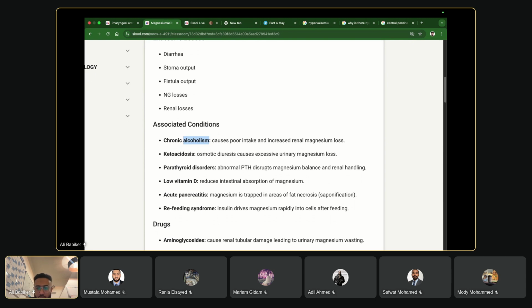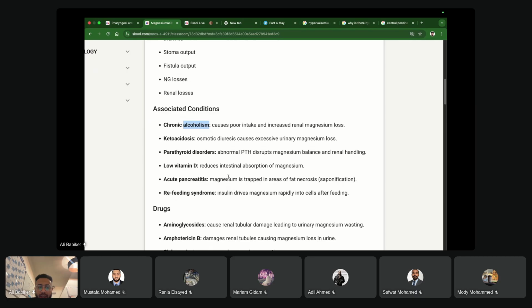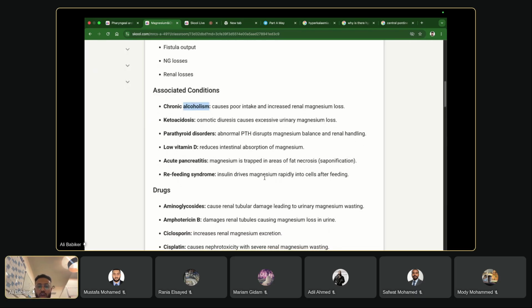Parathyroid disorder: abnormal parathyroid disturbs the mechanism balance and renal handling. Low vitamin D reduces intestinal absorption of magnesium. Acute pancreatitis: magnesium is trapped in areas of necrosis. So when you have acute pancreatitis, there will be what we call saponification, which will lead to hypocalcemia and also hypomagnesemia. Refeeding syndrome: when the person is malnourished for a long time, didn't eat or drink, and then starts to eat quickly, the body produces insulin and absorbs all the electrolytes. This will lead to hypocalcemia, hypomagnesemia. Refeeding syndrome will lead to reduction of everything.